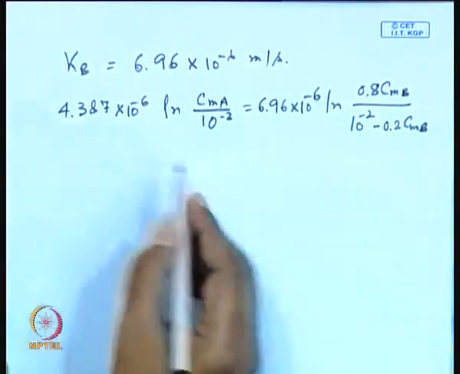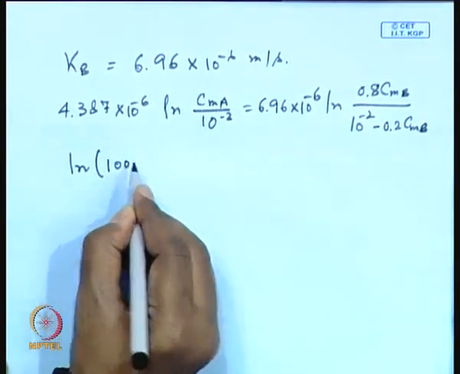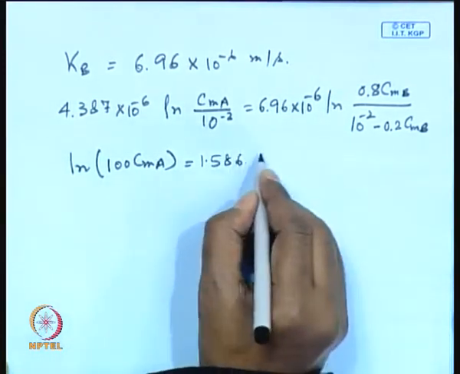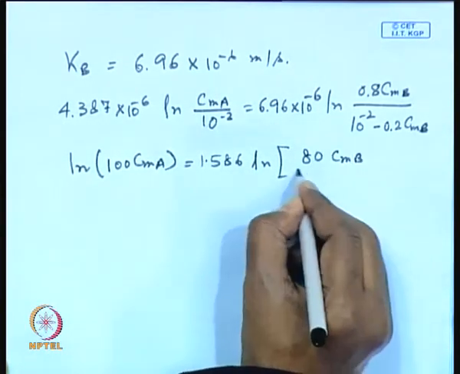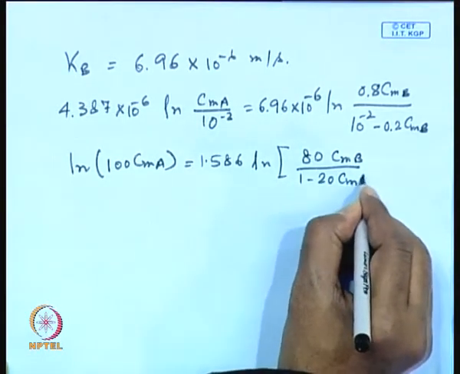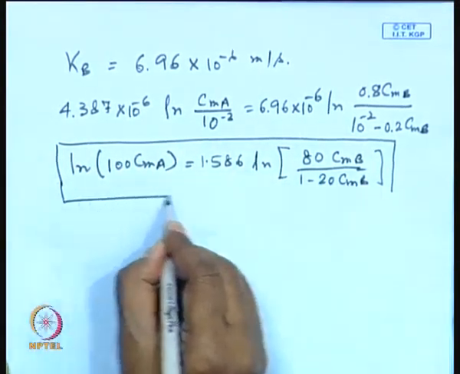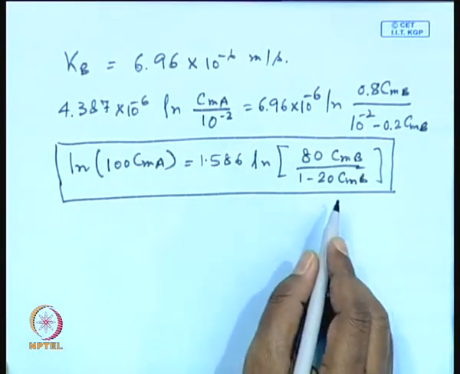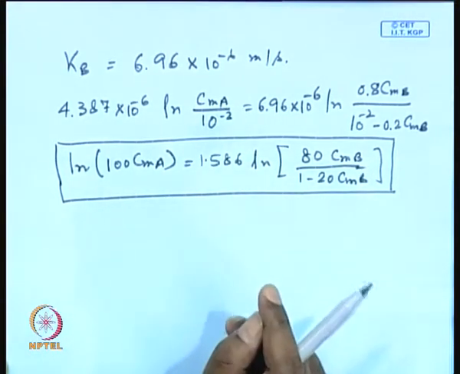Okay. So, in short, this will lead to an equation something like: log of 100 times C_MA is equal to 1.586 log of (80 C_MB divided by (1 minus 20 C_MB)). So, we have 3 equations basically and 3 unknowns here: C_MA, C_MB and J. There are 3 unknowns in this particular problem.